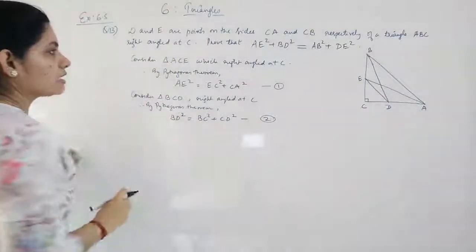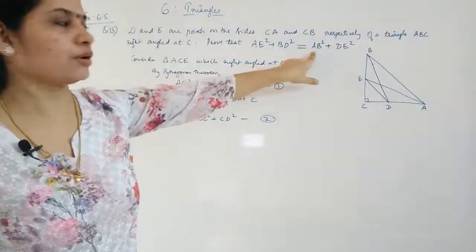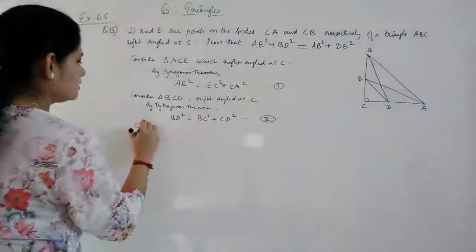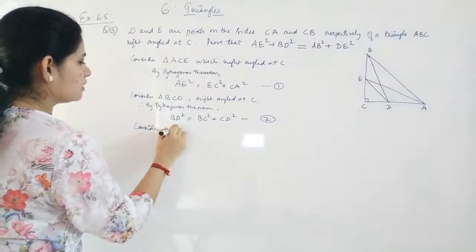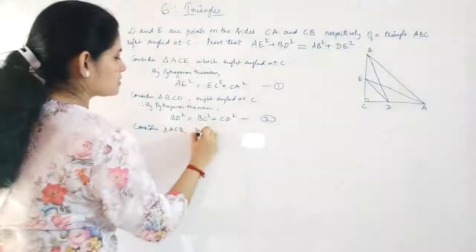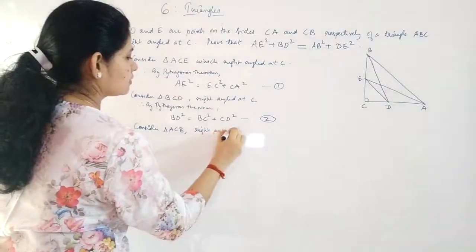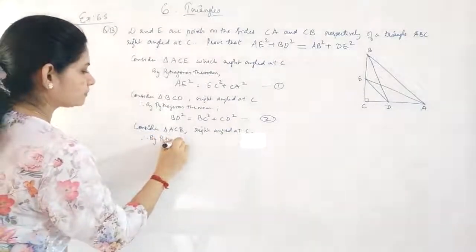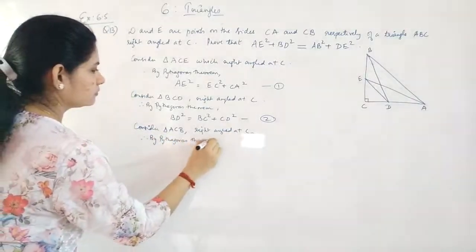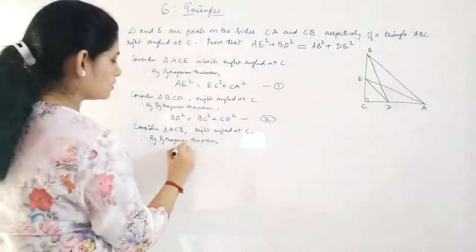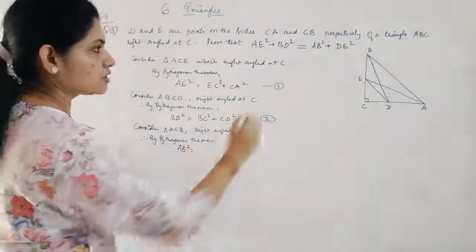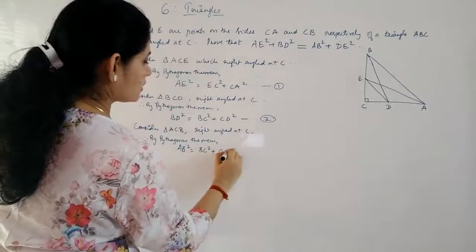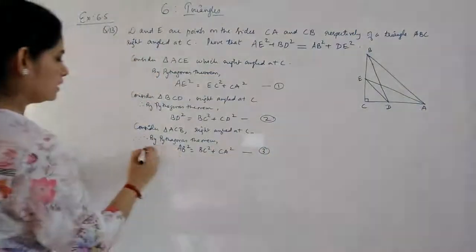Okay. Next we will consider in which you have AB as the hypotenuse. So you can consider ACB. Consider triangle ACB. Again, this is right angled at C. So therefore, you again by Pythagoras theorem, what you will get, AB square is equal to BC square plus CA square. This is equation number 3.